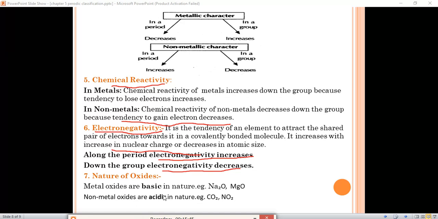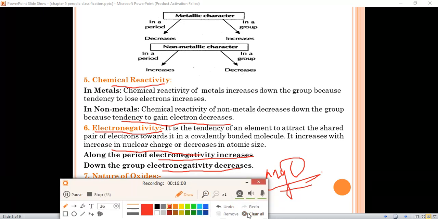And the last topic is nature of oxides. Metal oxides are basic in nature and non-metal oxides are acidic in nature. Metal oxide, for example, magnesium oxide. When we combine magnesium with oxygen, what do we get? Magnesium oxide. This is basic in nature. The properties will be basic in nature. And the non-metals, for example, carbon dioxide, nitrogen oxides, etc. These are acidic in nature. They will show some acidic properties.